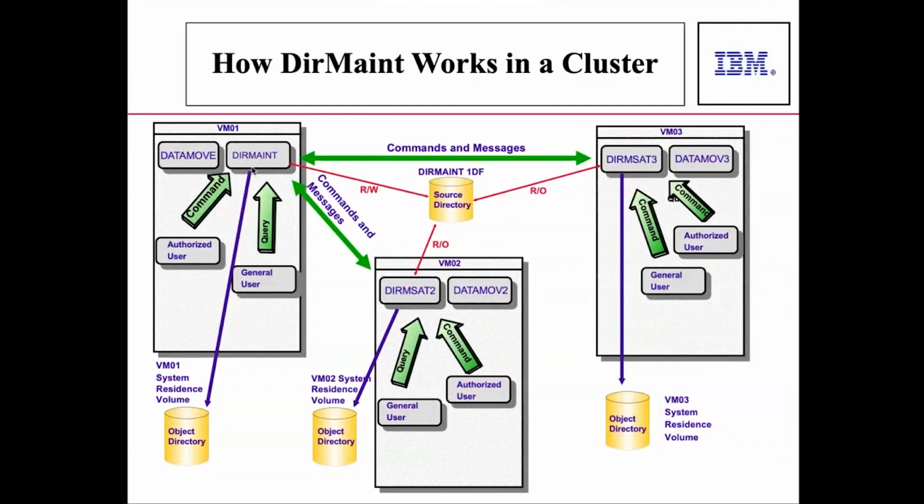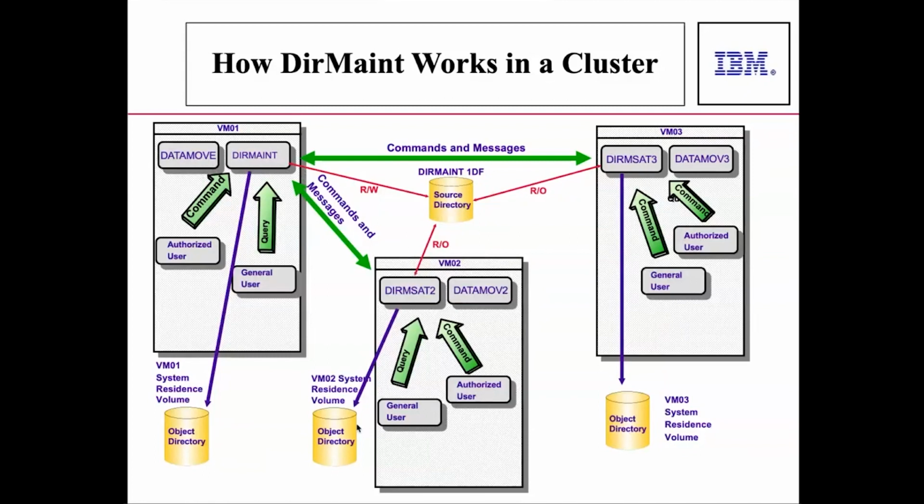He can run on any member, but typically he probably runs on your slot one, because that's maybe the first one that came up. That guy has a read-write link to the source directory disk, the 1DF disk, and so he's what's updating the source directory. These satellite machines run on the other members of the cluster. You'll notice they have maybe a 2 or 3 in their name. They have read-only links, so they read it, but they're the ones actually updating the object directory on those systems.